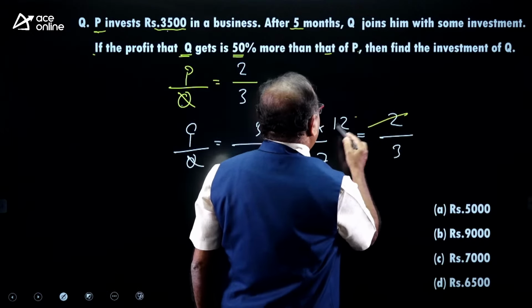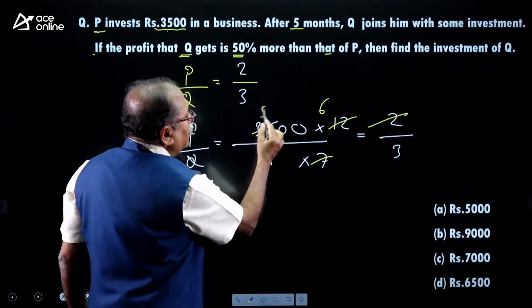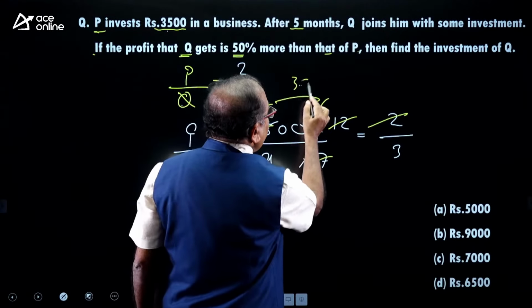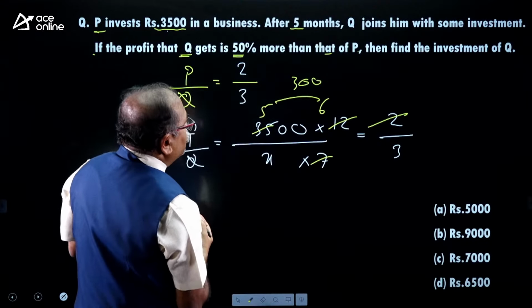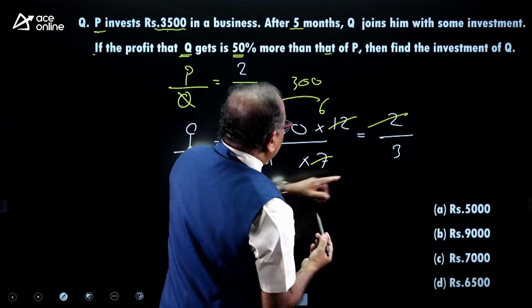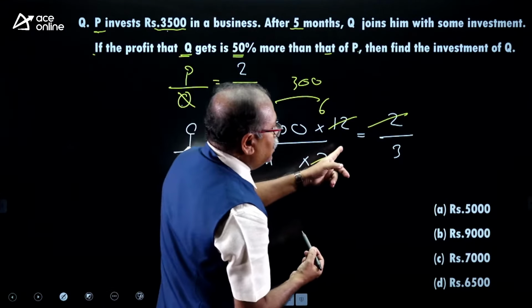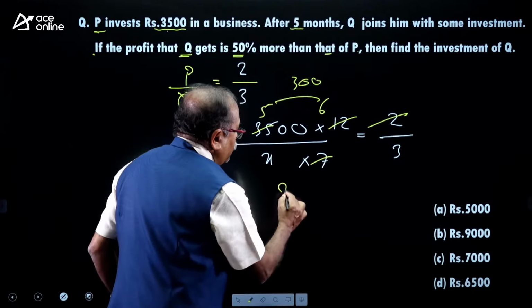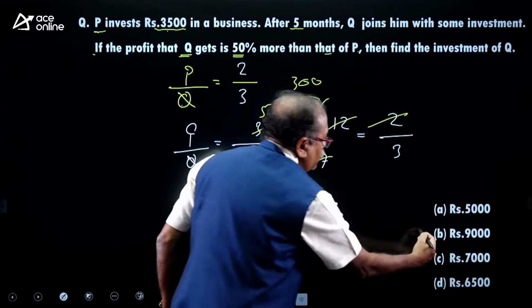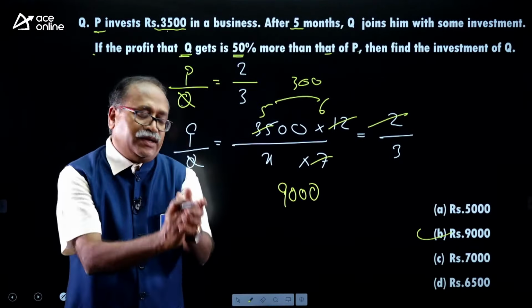So first I will cancel this one. I will go for 6 times. And this is 5 times 6 is 30, over here 3000. Okay, fine. So then comes over here, x is equal to how much? 9000. Option this. Well done, my friends. Well done.